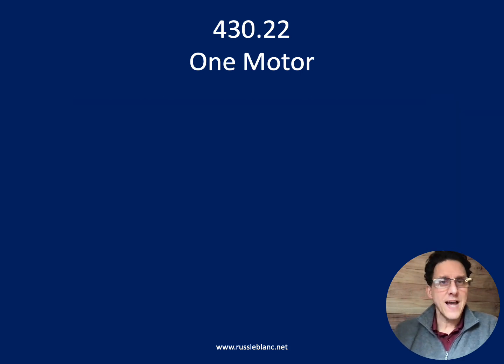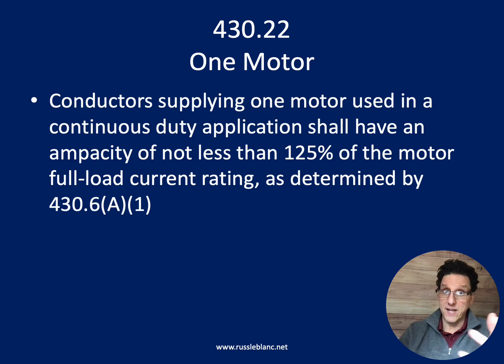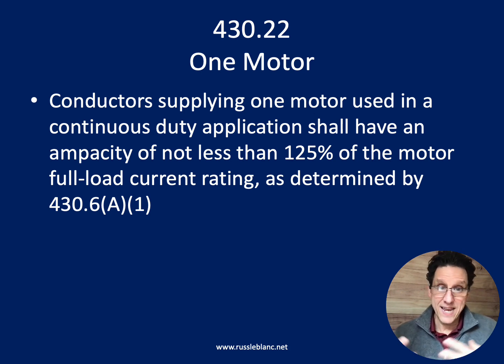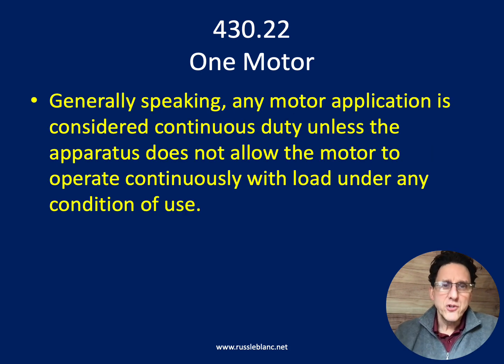So if we're sizing wires for one motor, we need to look at 430.22 because that's how we're going to treat the load calculation. In that section, it says, conductors supplying one motor used in a continuous duty application shall have an ampacity not less than 125% of the motor full load current as determined by 430.6(A)(1). Now, generally speaking, any motor application is considered a continuous duty motor application unless the apparatus does not allow the motor to operate continuously with load under any conditions of use.